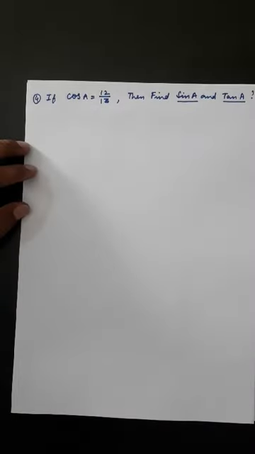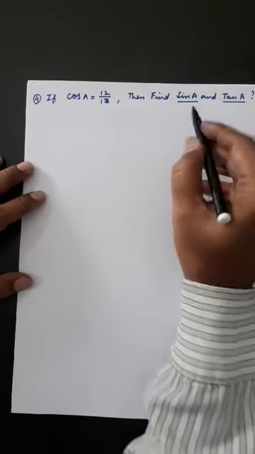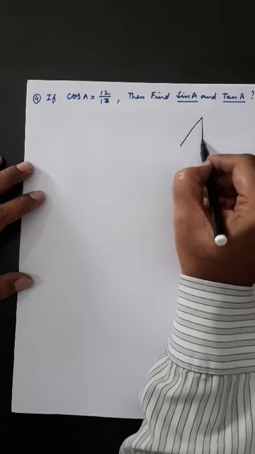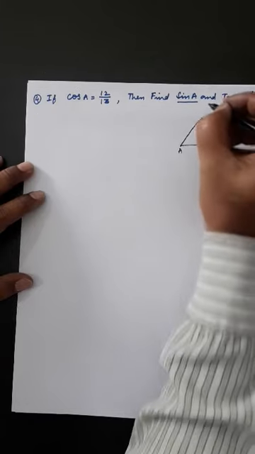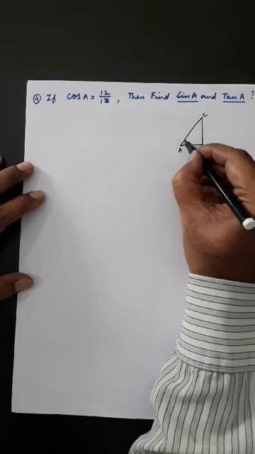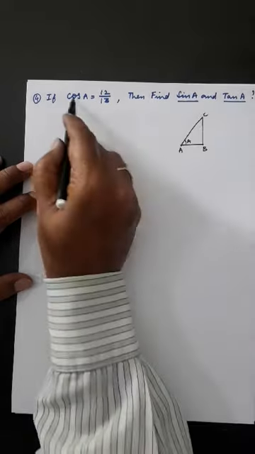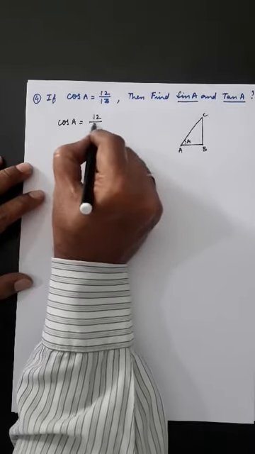Now we'll go to the fourth problem. If cos A is 12 by 13, then we need to find sin A and tan A. So it's a different problem again. Let's draw the triangle first. Always a right angle triangle, A, B, C, and this is angle A. What is given? Cos A is 12 by 13.